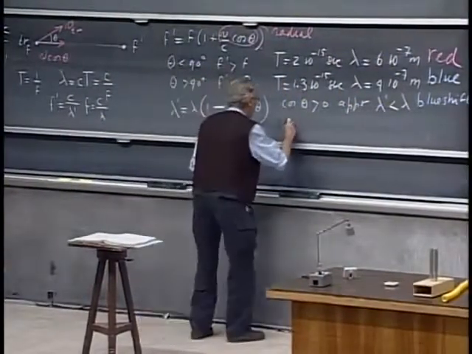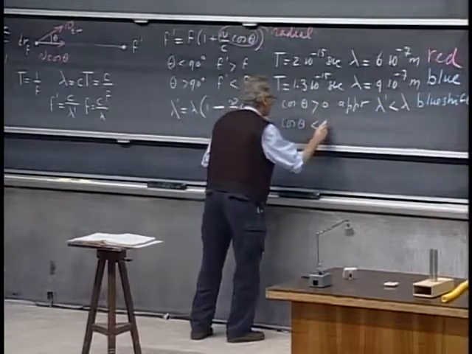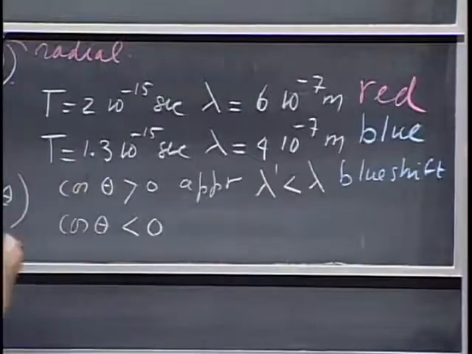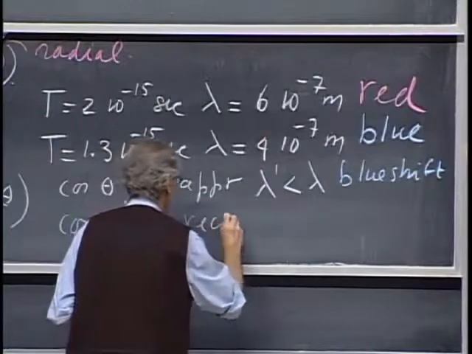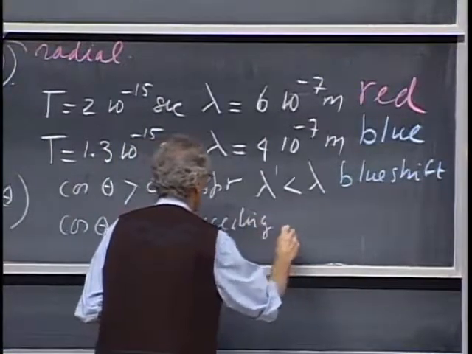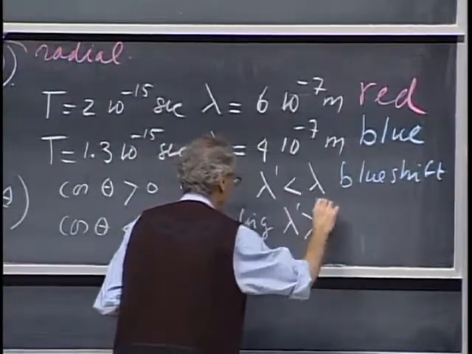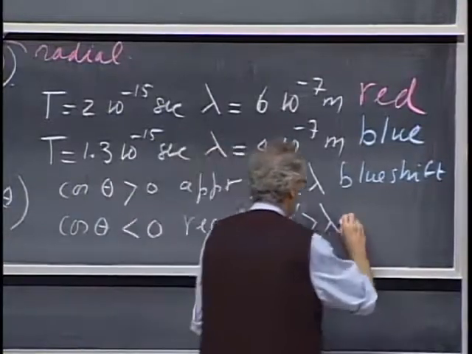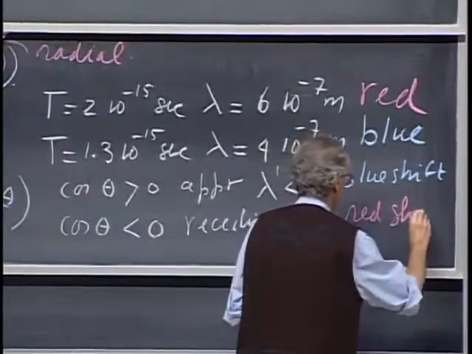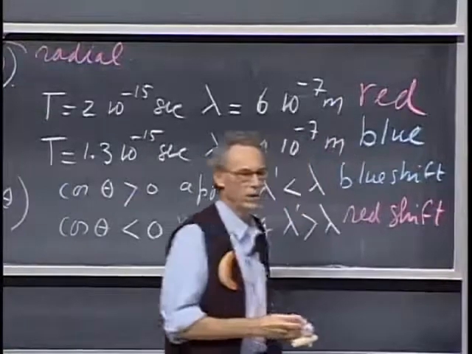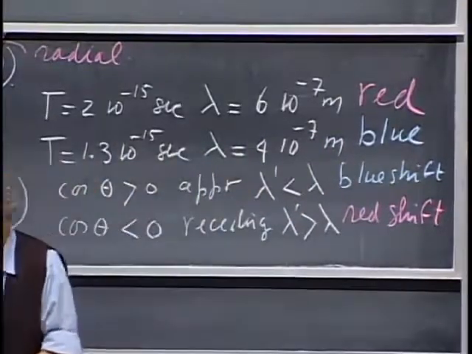If cosine theta is negative, then the object is receding from you. Then lambda prime is larger than lambda, and we call that redshift. These are the terms that astronomers use all the time.